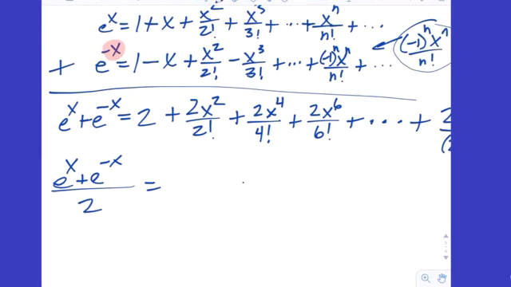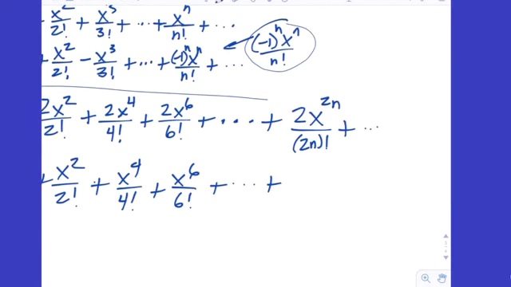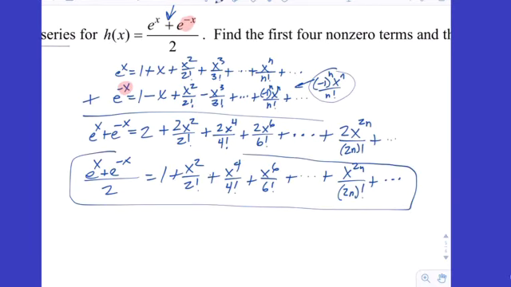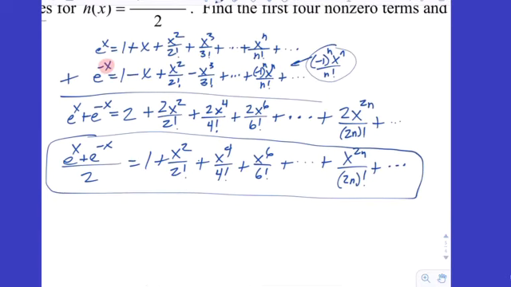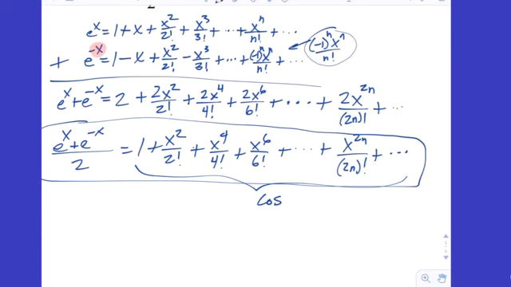So every term, we're going to divide the 2 out, and we're left with 1 plus x squared over 2 factorial plus x to the 4th over 4 factorial plus x to the 6th over 6 factorial plus dot dot dot plus x to the 2n over 2n factorial plus dot dot dot. Now, that is the result. Okay? It sure looks a whole heck of a stinking lot like what on the right side? It looks a lot like cosine.